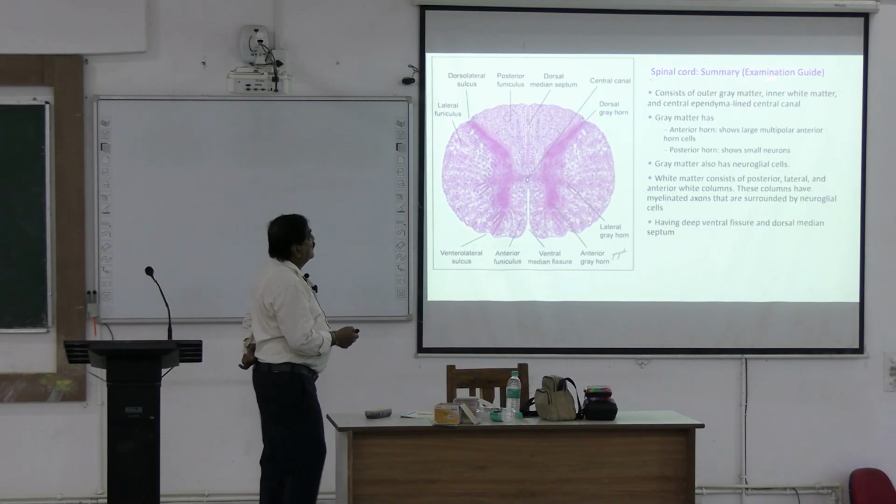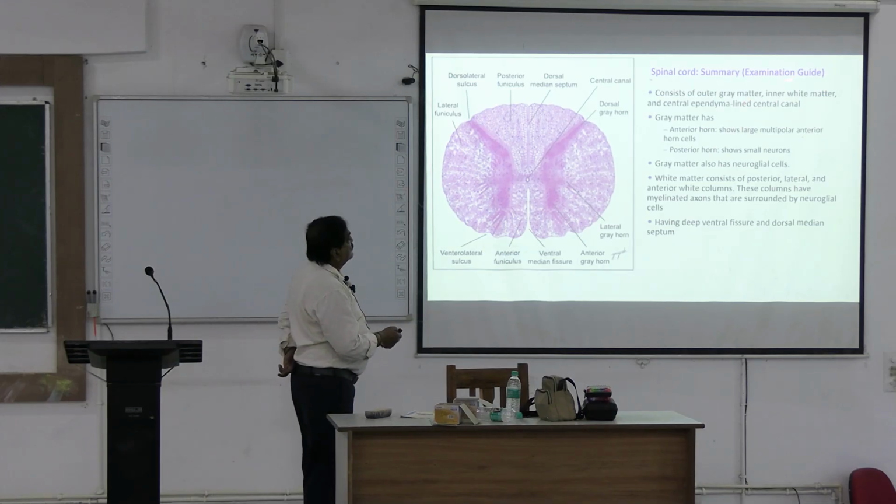Spinal cord summary. This is an examination guide. It consists of outer grey matter, inner white matter, and a central ependyma-lined central canal. Grey matter has the anterior horn, which shows large multipolar anterior horn cells. The posterior horn shows small neurons. Grey matter also has neuroglial cells.